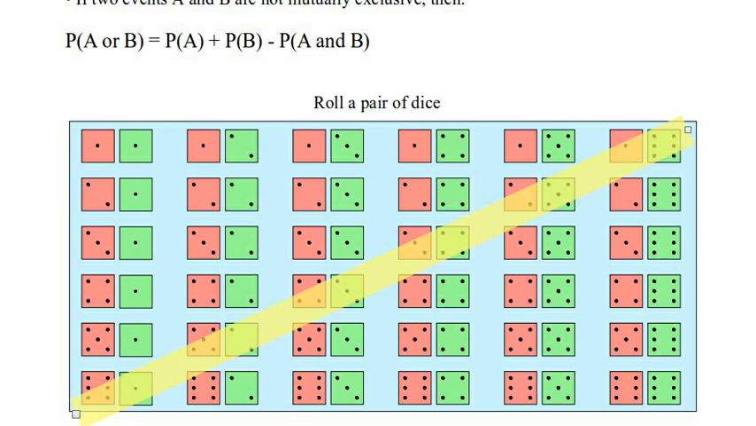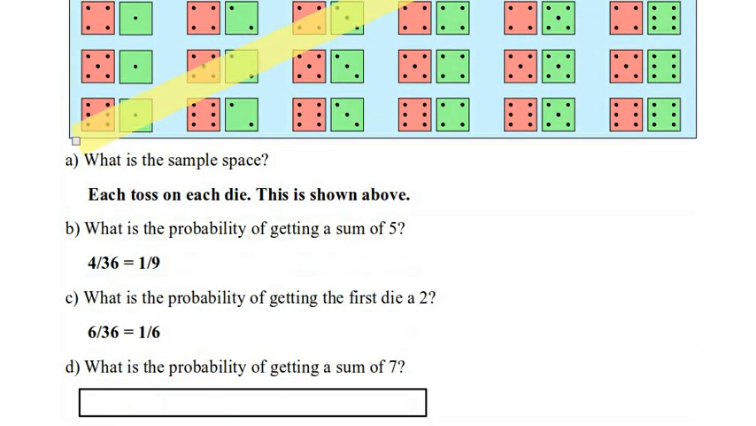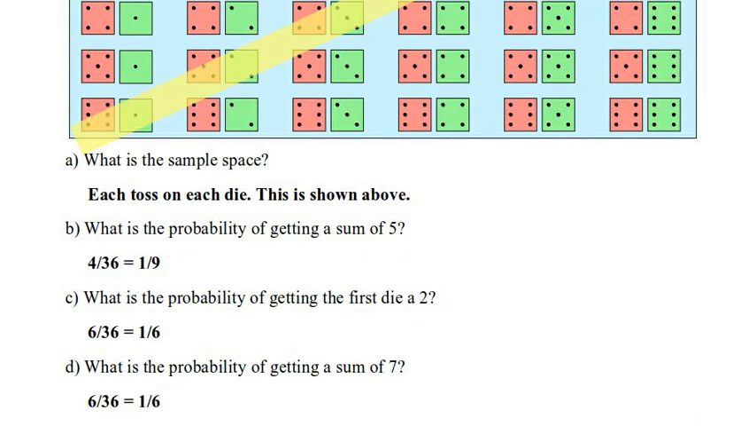And notice that there's a way of doing this in each column. And there's 6 columns, so there's 6 ways of getting a sum of 7. 6 out of 36, well, we just saw that. 6 out of 36 is 1/6.